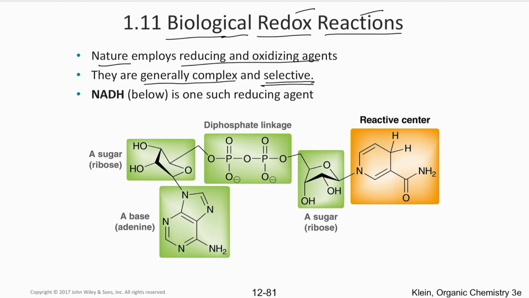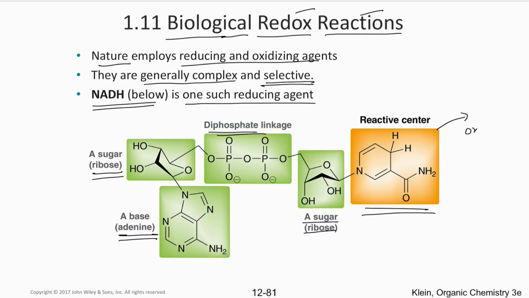One such reducing compound is NADH, nicotinamide adenine dinucleotide, where you have a sugar, an adenine base with a diphosphate linkage, and another sugar connected to a reactive center. The reactive center is what reacts in the reaction. Either it undergoes oxidation or reduction. So this is the part that undergoes the oxidation or reduction.